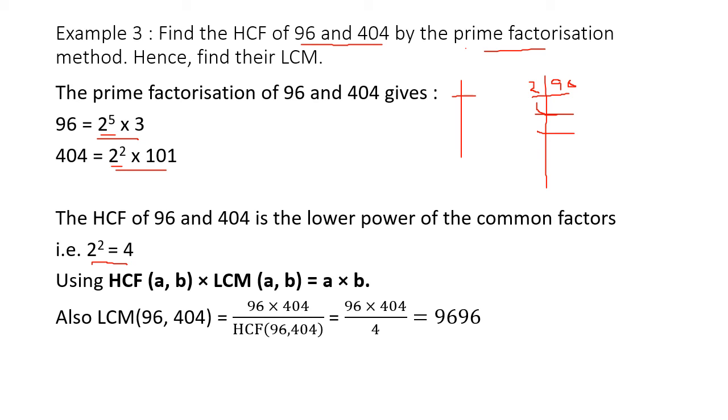Now we have found the HCF of the two numbers. Using this we have to find the LCM. So you know the HCF of the two numbers into the LCM equals A into B. So to find the LCM you will take the HCF in the division over here. So the LCM of the two numbers is the product of the two numbers divided by their HCF. So the numbers were 96 and 404 and the HCF was 4. So by doing the cutting and the division part, you will get the answer. The LCM is 9696.